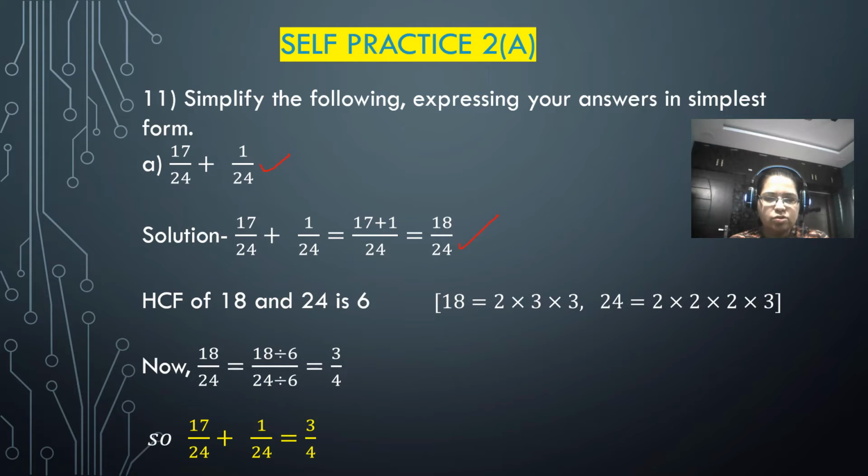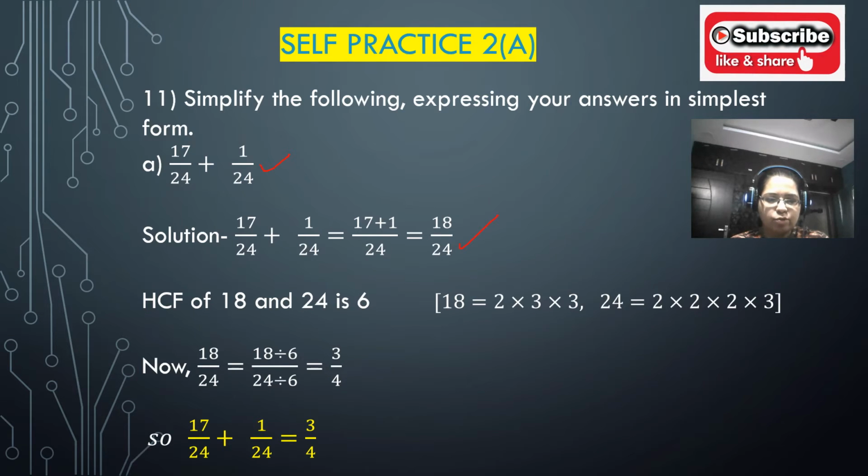When we express the fraction in simplest form, first we have to find out the highest common factor, that is HCF of numerator and denominator. Then divide the numerator and denominator by that HCF, and the fraction that we get is the simplest form of that fraction. So here we get 17 divided by 24 plus 1 divided by 24 is 18 divided by 24, and we have to find the highest common factor of 18 and 24.